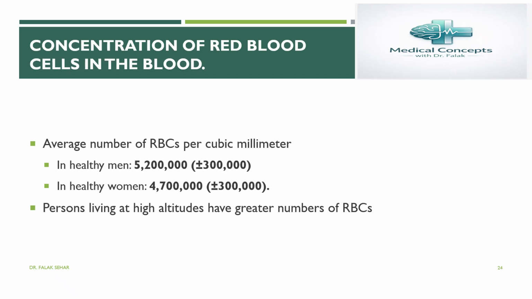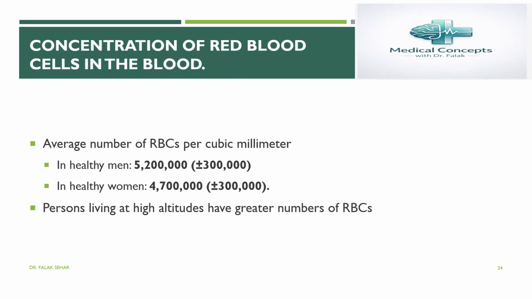Now coming to the concentration of red blood cells. The average number of red blood cells per cubic millimeter varies slightly between males and females. In healthy men, it is about 5.2 million, while in healthy women, it is around 4.7 million, with slight variation.